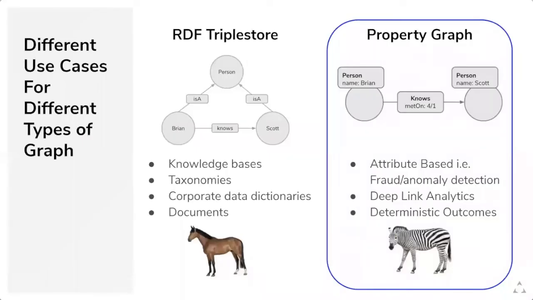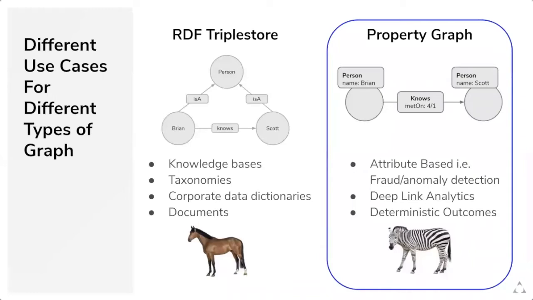Scott talked a little bit about the two paradigms of graph. RDF triple stores typically store things in a subject, predicate, object manner. Both of these graphs you see on the screen represent the same idea. I know Scott, and I met him on April the 1st. On the left, you see Brian as a person, Scott as a person, and Brian knows Scott. Each of those is stored on the disk as a three-element tuple.